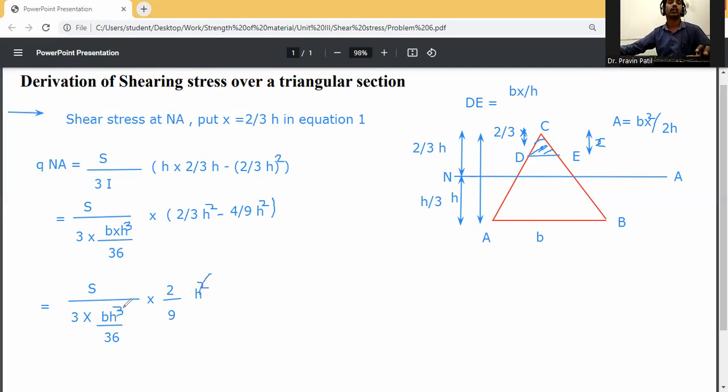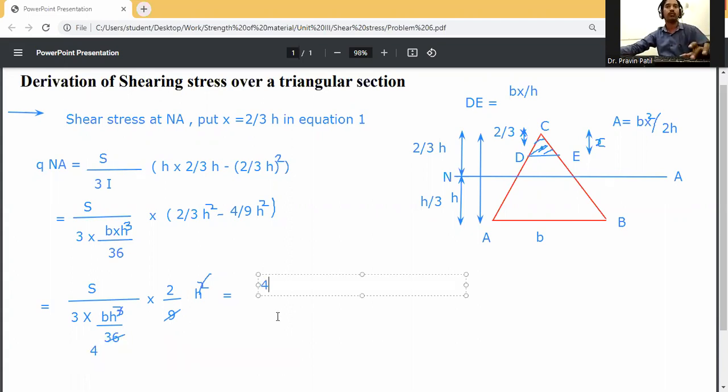So this h square and this h cube will get cancelled. Then this 9 3s are 27. So it will be... okay. So 9 1s are 9, 9 4s are 36. It will give the final equation.